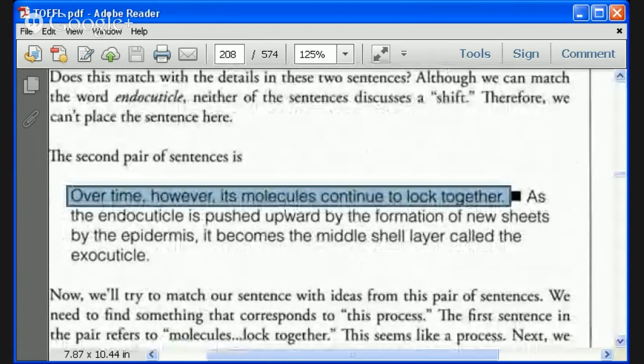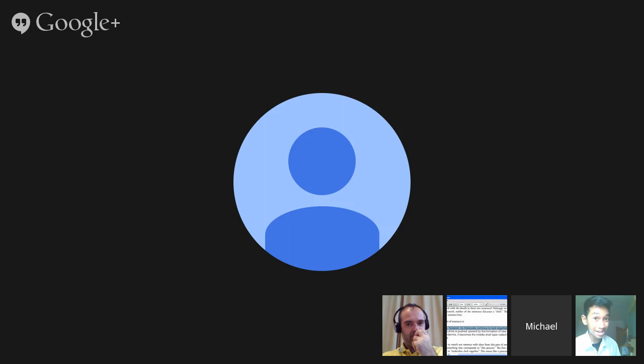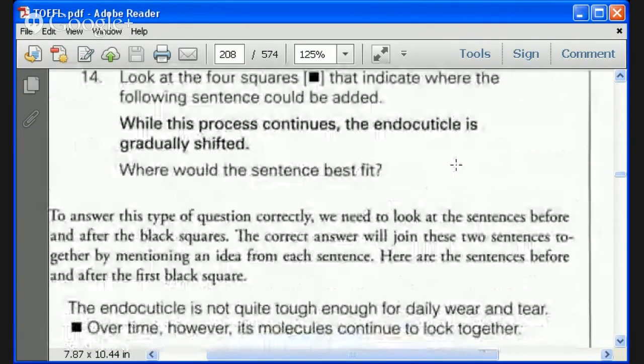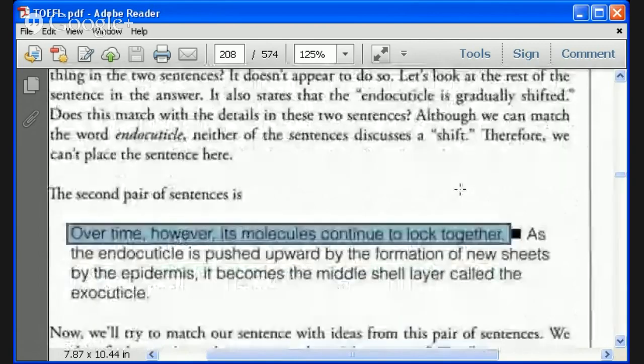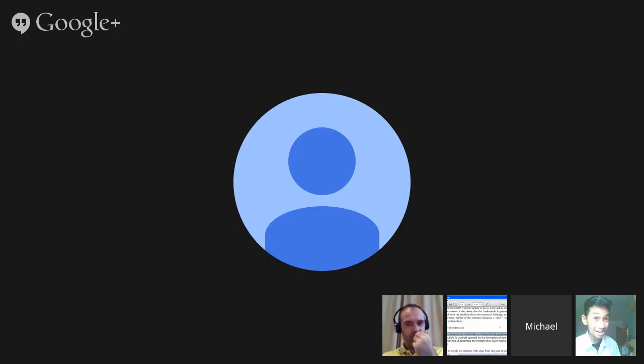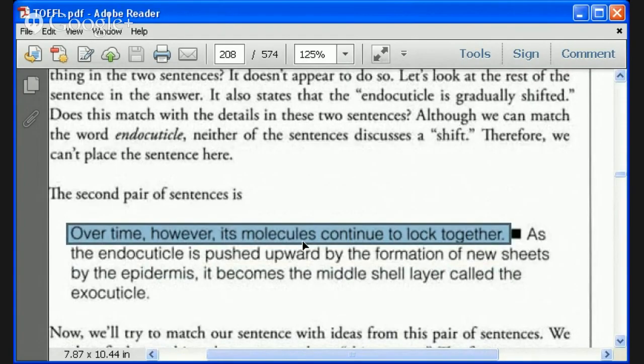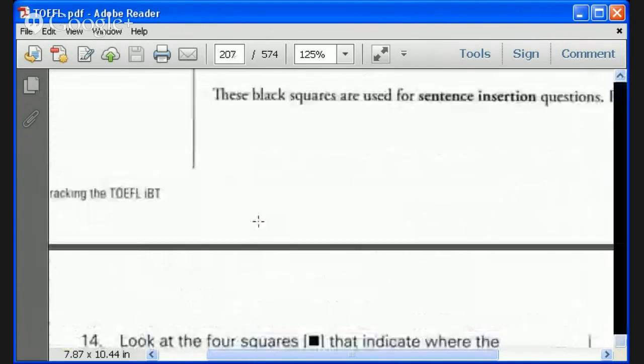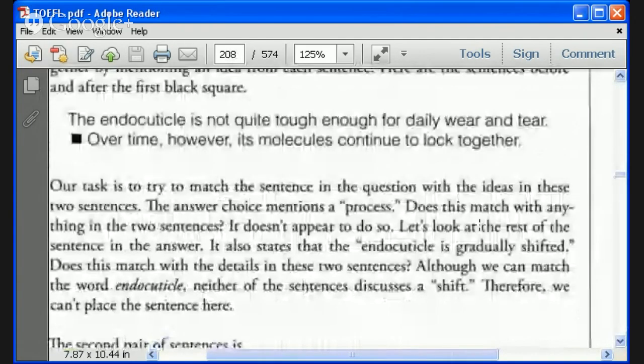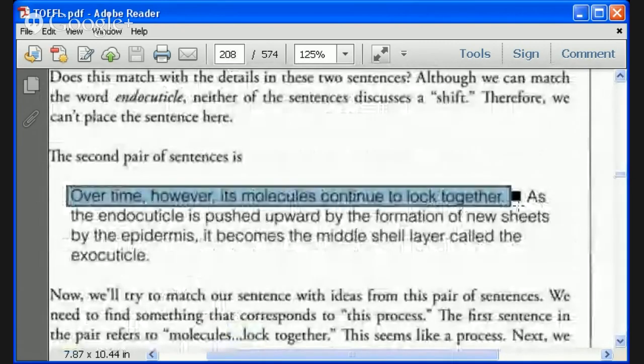Now you're looking at the end sentence. And again, forward. Over time, however, its molecules continue to lock together. And where is the sentence? While this process continues, the endocuticle is gradually shifted. Well, there is like a process. Over time, it's kind of a process. Sounds like, over time, however, its molecules continue. And that doesn't match the other one. The endocuticle, that's hard to say, is gradually shifted.